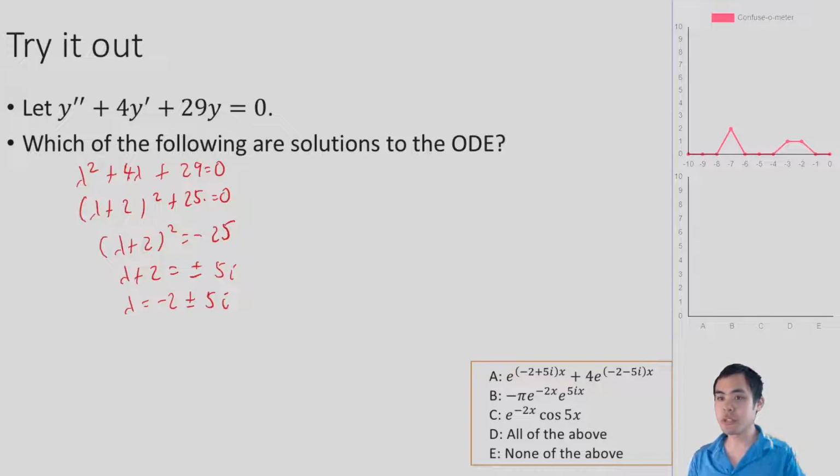And so lambda is equal to minus 2 plus or minus 5i. So which of the following are solutions? Okay, so we have a couple A's, we have a C.